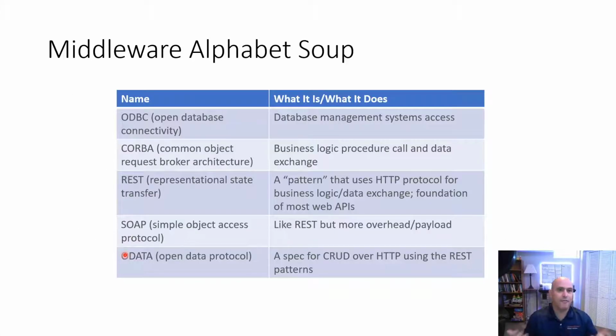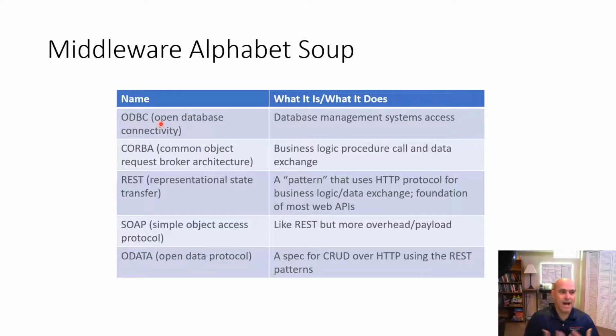That's basically what's going on here. So there's a lot of alphabet soup with middleware. This is where we get into all these little different terms. So ODBC is a very common database middleware. Open database connectivity. It is a means for a client to talk to a DBMS. And every ODBC middleware has a driver.